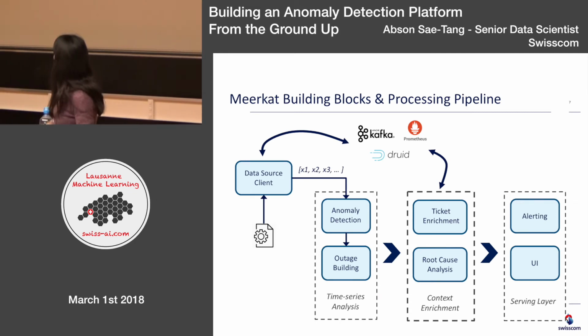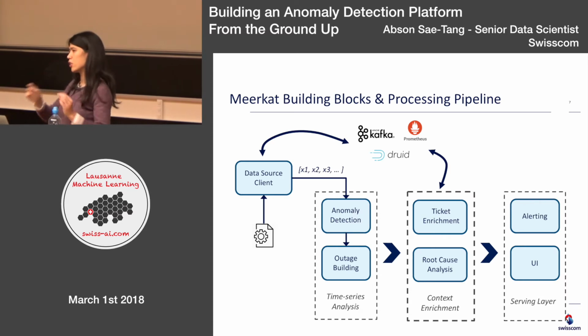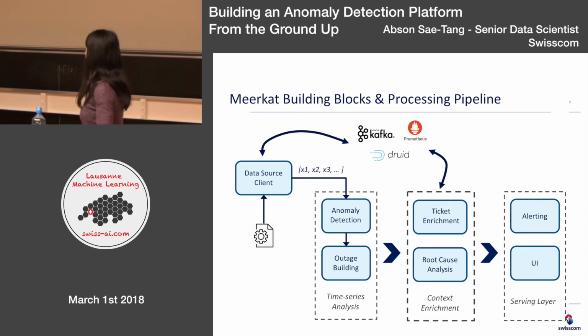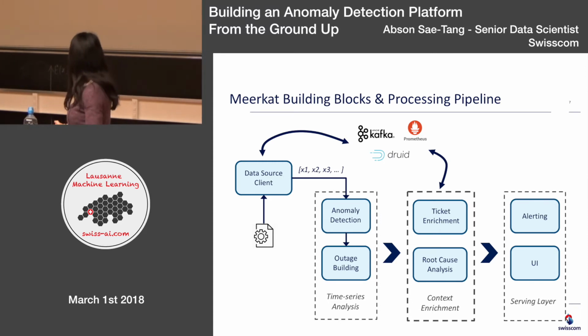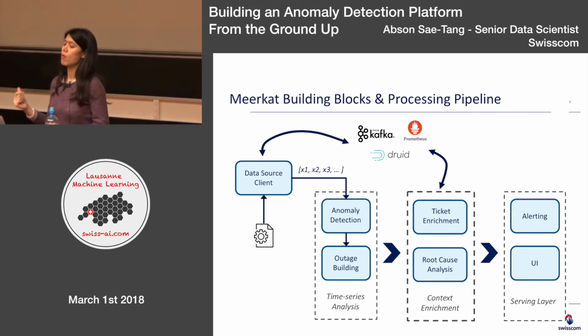So the first building block of Meerkat is the data source client that will query the target data source. As you can see from this picture, we have drivers to different data sources. We have a driver to Kafka, which is basically a distributed messaging system. We have a driver to Druid, which is also a distributed time series database that allows very fast metrics aggregation queries over multiple dimensions. We also have a driver to Prometheus, which is the system we use for monitoring all the services and jobs running in our big data cluster.